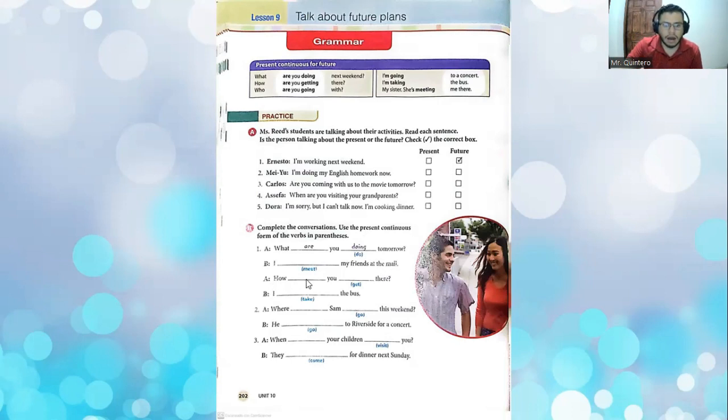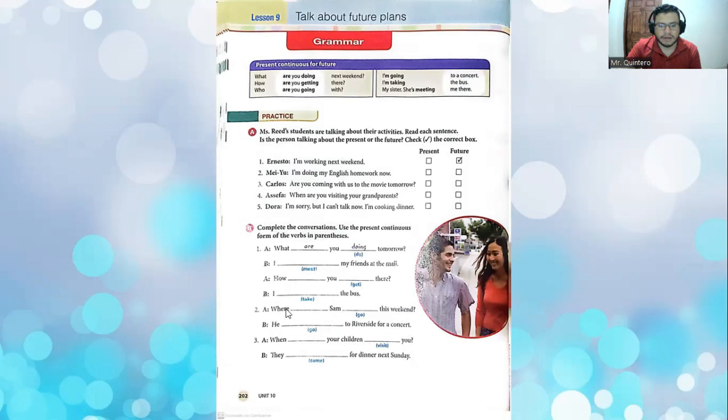How are, el verbo to be are, you getting, look at this, getting. How are you getting there? I'm taking the bus. El verbo take, todo verbo que termina en E, le quitamos la letra E, you're gonna drop the letter E, and you're gonna add ing, le vamos a agregar ing. I'm taking the bus.